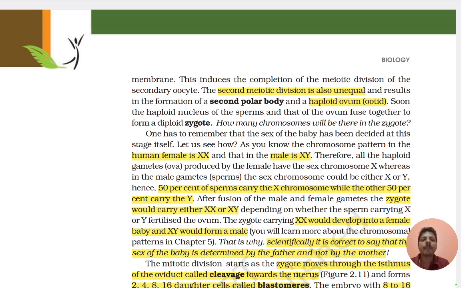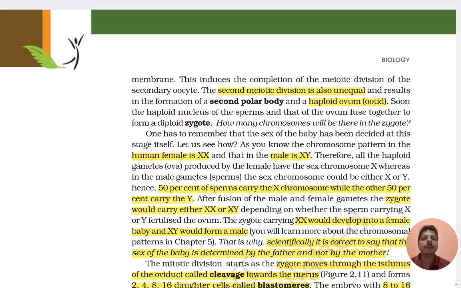And then the completion of the meiotic division of the secondary oocyte. The secondary meiotic division is also unequal, which results in the formation of the second polar body and a haploid ovum, that is called ootid. And soon the haploid nucleus of the sperm and that of the ovum fuse together to form a diploid zygote.